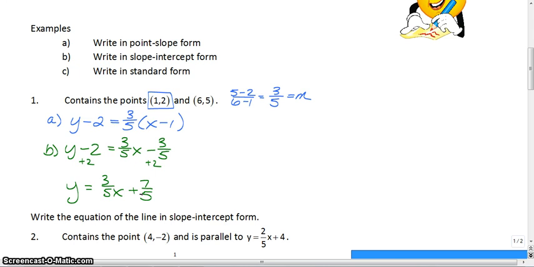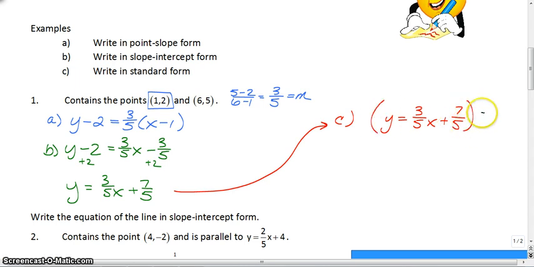So then finally, the last step is we have to get this into standard form. So to get this in standard form, the first thing I want you to remember is the fact that we are not allowed to have fractions. So what we're going to do is we're going to look at our fractions here and see that they both have a denominator of 5. So what we can do is we can take this y equals 3/5 x plus 7/5 and multiply the entire thing by 5. And that's going to change it to 5y is equal to 3x plus 7.